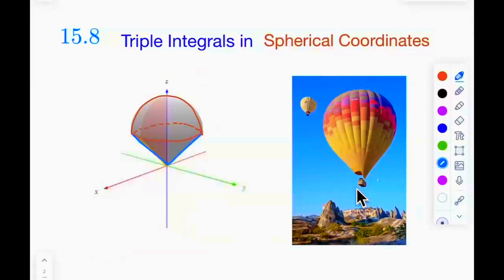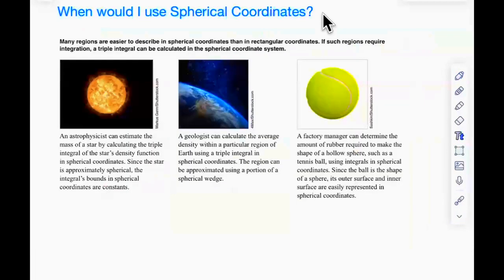A hot air balloon can be approximated with a cone and a hemisphere, both of which can be modeled easily in spherical coordinates. A triple integral of the solid gives the volume of this solid region. So you might wonder, when would you use spherical coordinates?